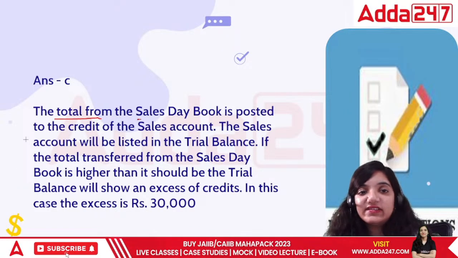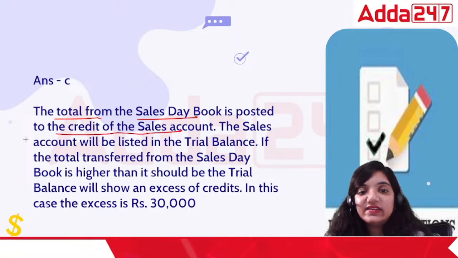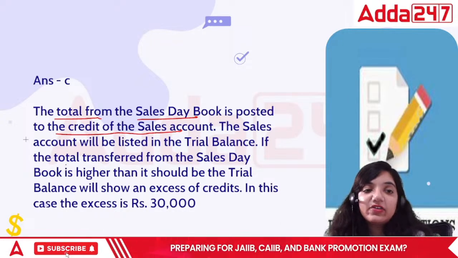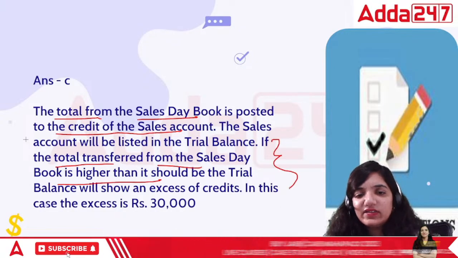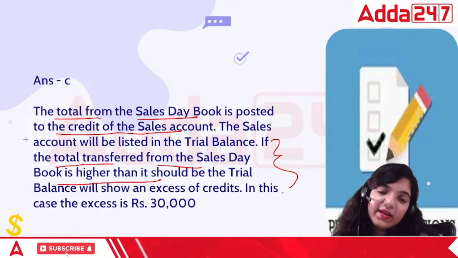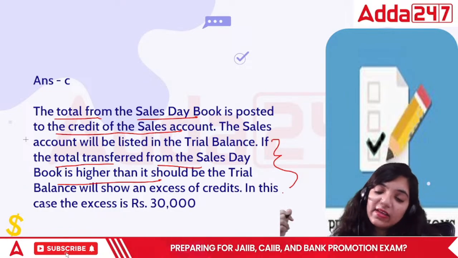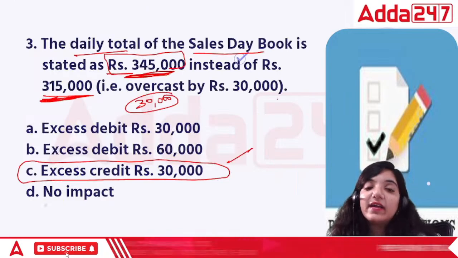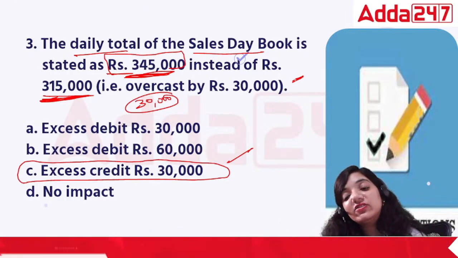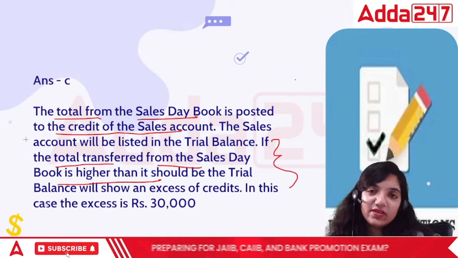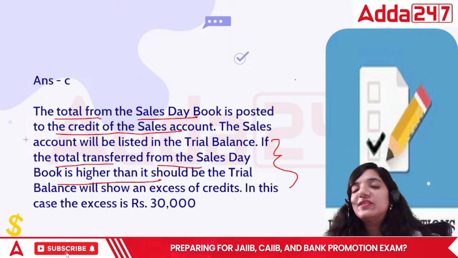The total from the sales day book is posted to the credit of the sales account. If the total transferred from the sales day book is higher than the trial balance, this is a part which you can skip. So it is your part. If you would like to read, go ahead. But normally I would say you can think about it in such a way that our income side is shown more by 30,000. Income means on the credit side, so the correct answer is 30,000. Sometimes the explanation might seem a little difficult.